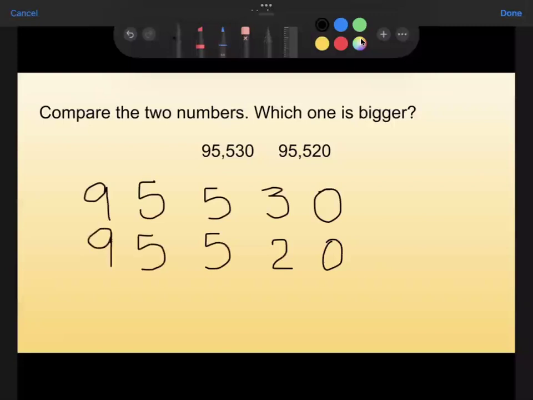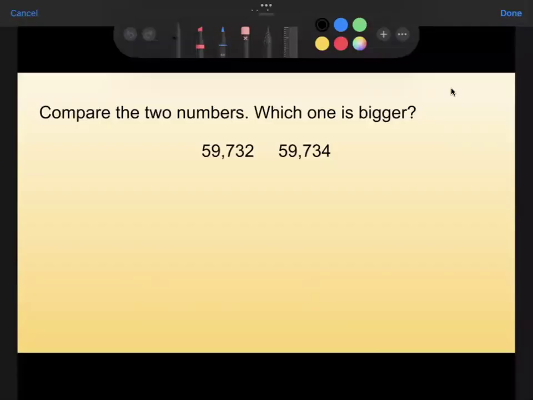Then I can see they both have a 9 in the 10,000s place, so that doesn't help. They both have a 5 in the thousands place. They both have a 5 in the hundreds place, but when I get to the tens place, I have different digits. I have a 3 on the top and a 2 on the bottom. Well, since 3 is greater than 2, I know that this first number is my greater number. So when I come back over here, I'm going to make the symbol open to that first number. The statement is that 95,530 is greater than 95,520.